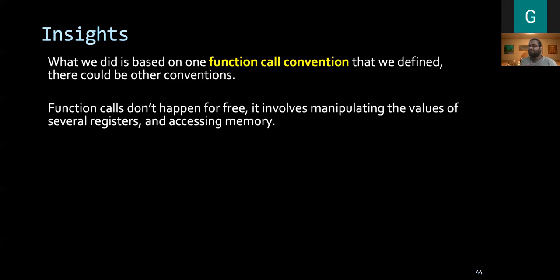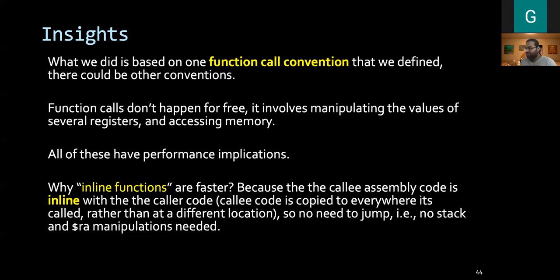The other thing we learned is that function calls don't happen for free. There's a lot of manipulating of the values, so there's a lot of different memory accesses. You're accessing a lot of variables. So function calls are expensive. And each of these different things, such as writing stuff to the stack, loading stuff from the stack, changing your stack pointer, all of them have performance implications. This also tells you why inline functions are faster.